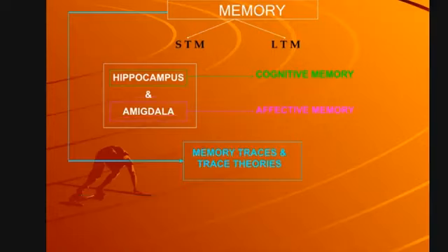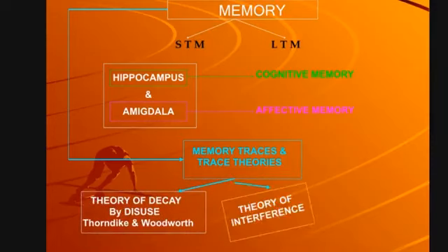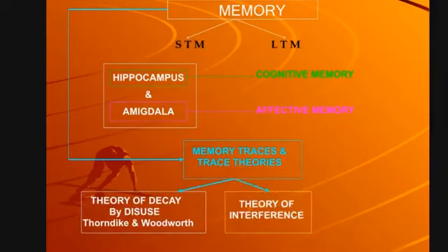The memory trace theories, right? Once upon a time, this was the major theory to explain the process of memory. In this, we have the theory of decay by disuse by Thorndike and Woodworth. I will give you time to take down. Don't worry. And we have another theory called the theory of interference.